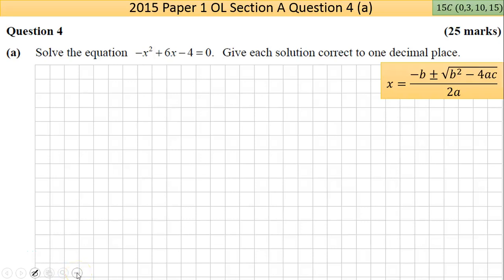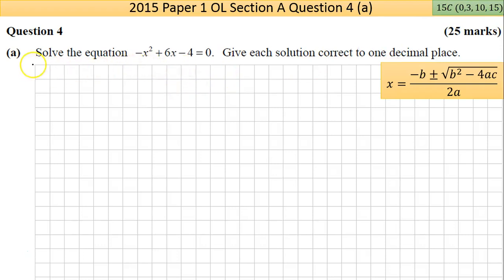Okay, so welcome to question 4, 2015 paper 1, part A. Again, I'm assuming that you're going to have attempted this question in advance. It's a 15C question, so it's worth 15 marks obviously, and that's the breakdown there: 0, 3, 10, 5. So you're hoping at least to get the attempt of 3.